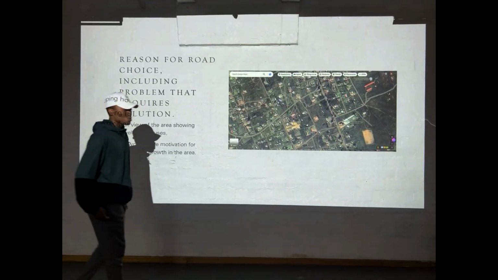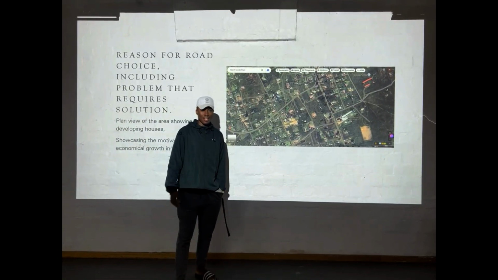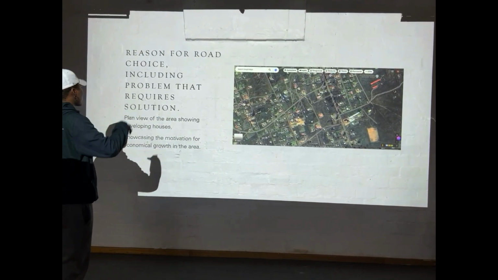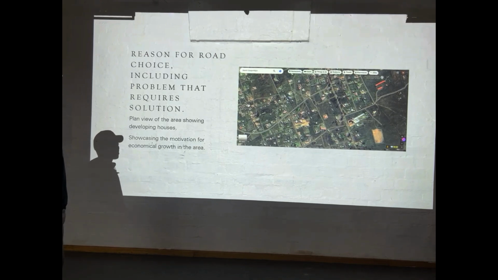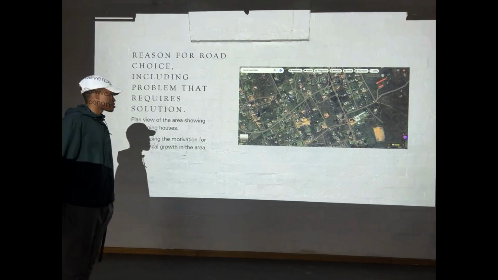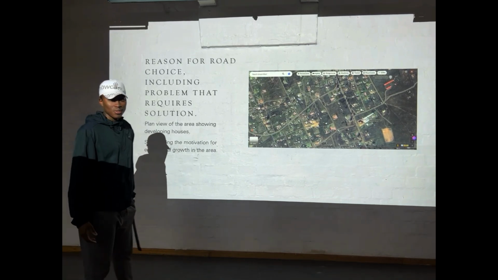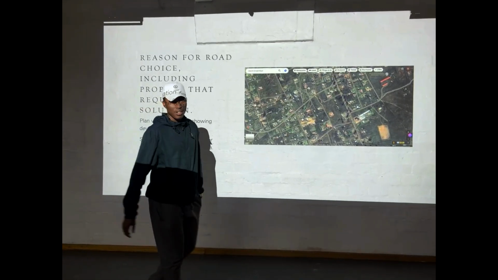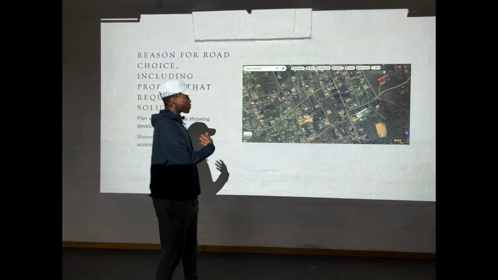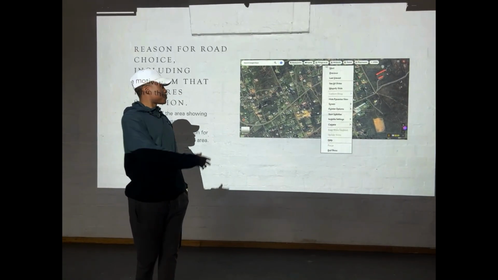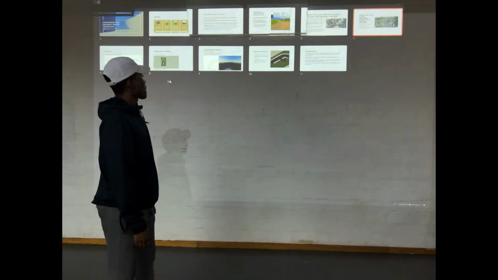So, adding to what Andy Mikalusa just said, what we are looking at here is the plain view of the area, showing the development houses and showcasing the motivation for the economic growth in this particular area. And taking into consideration, let me show you the geometric design of our road.